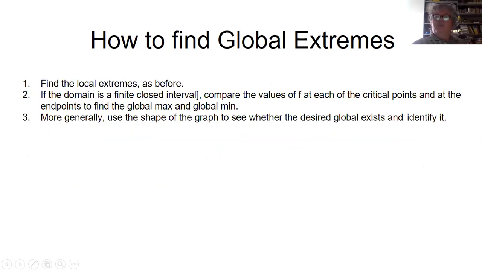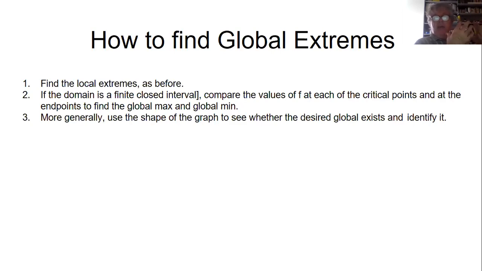How do we find global extremes? Well, we find the local extremes as before. That's the first thing you do. And then you have a look. If the domain is a finite closed interval, then all you have to do is compare the values of f at each of the critical points and at the endpoints. And the biggest of them is going to be the global max, and the smallest value is going to be the global min.